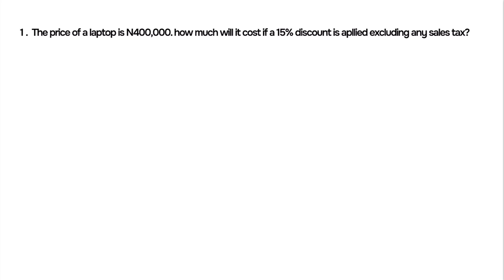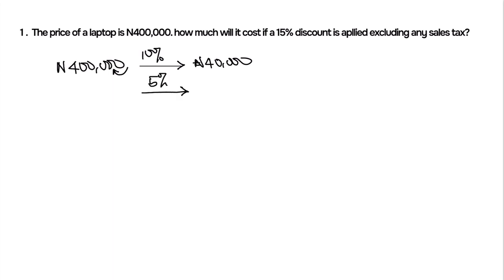So I can start with trying to get 10% of 400,000. If I'm trying to get 10% of 400,000, it means that I'm going to be moving one point to this point, which means 10% of 400,000 is about 40,000 naira. So now, what is 5% of 400,000? Since 10% is 40,000, 5% will be half of 40,000, so that would be 20,000.